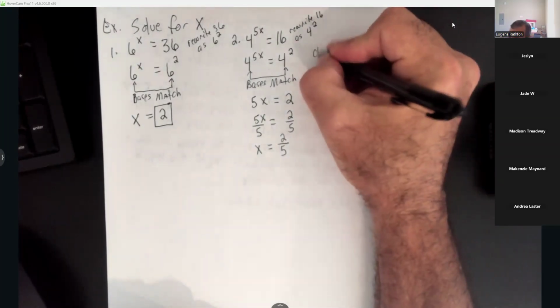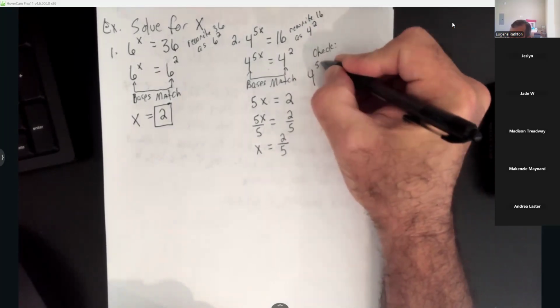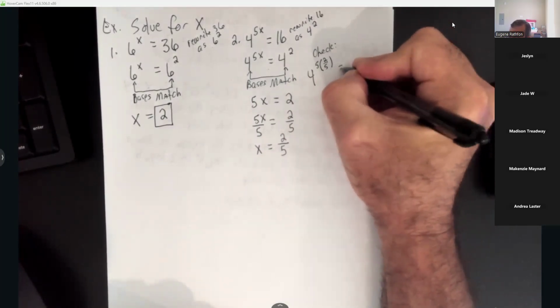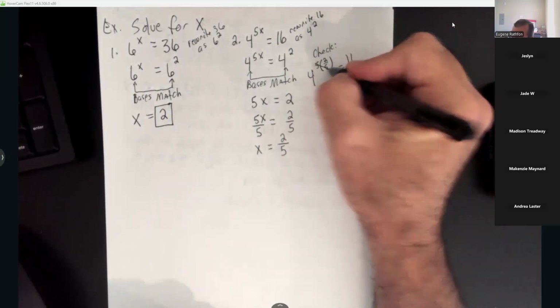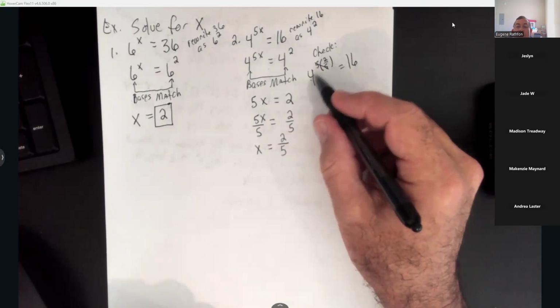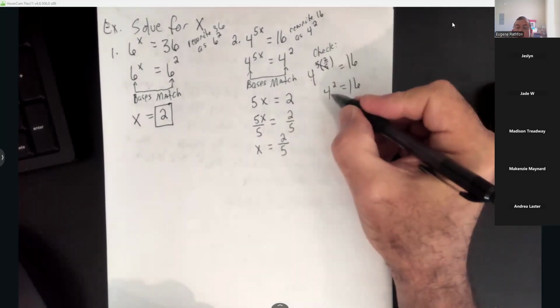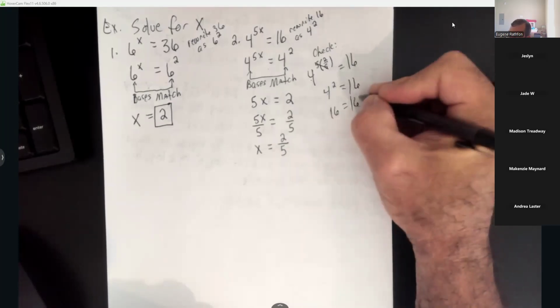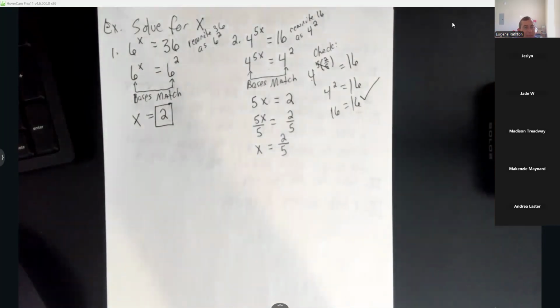If you're going to check this, I will take my 4 to the 5, and in place of the x, I put the 2/5. And that's got to equal 16. Well, look here. The 5's cancel. So this ends up being 4 squared equals 16. And y'all, 4 times 4 is 16, equals 16. So that checks. So simply plug back in to check them if you want to.